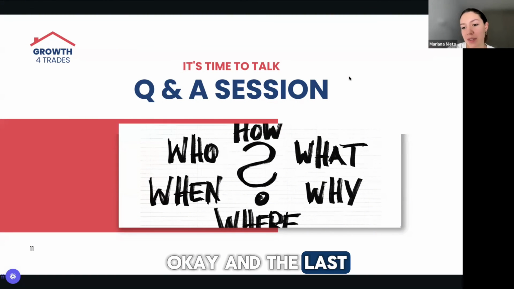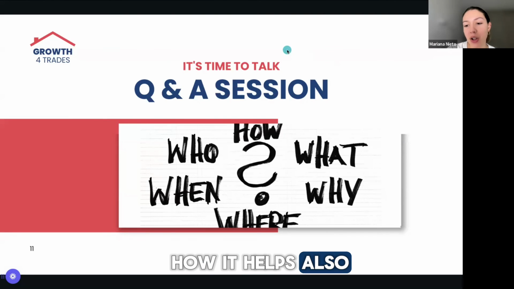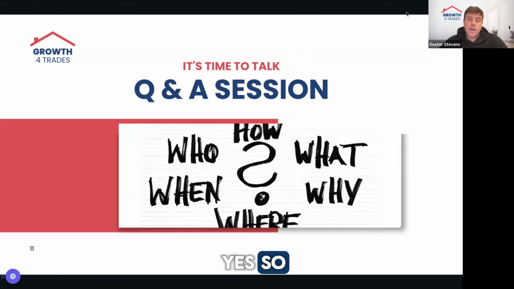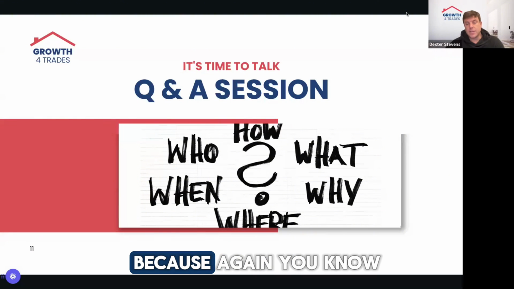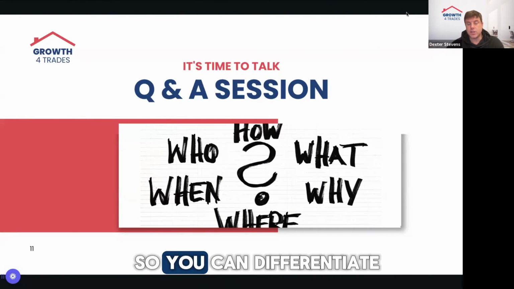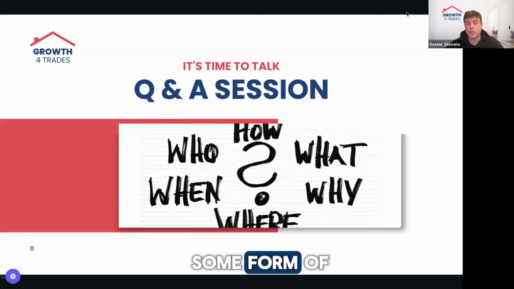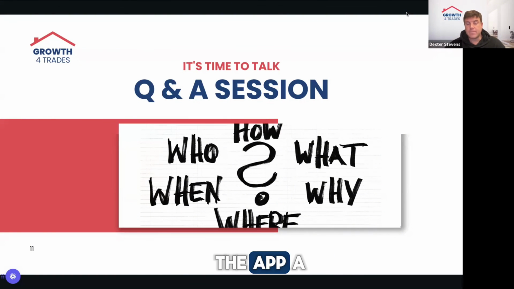Okay. And the last question is, what is A/B testing in ads and how does it help? Also, can we directly run ads, or do we need to run awareness campaigns or brand awareness first? Yeah, so A/B testing is testing out different ad copies, because the better CTR you're getting, the more clicks you're going to get. So you can differentiate between ad copies. The best way to set it up is that they need to be quite similar, for you to see what you're actually testing on.